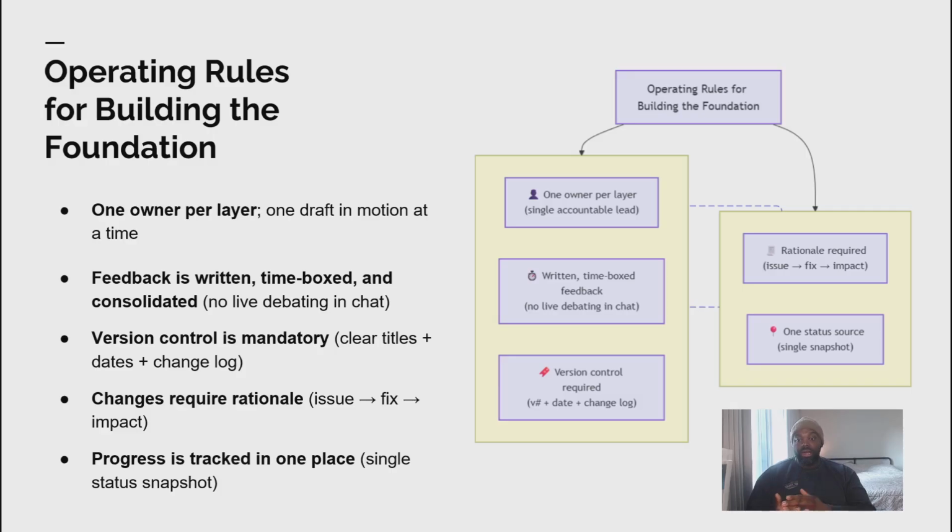Changes require rationale. Identify the issue, provide the fix, and explain the impact of the fix that you suggested. Progress is tracked in one place. Single status snapshot. So that means you have a tracker. Each owner has a tracker in some type of shared location where everyone can see the progress of that layer. Something like that.